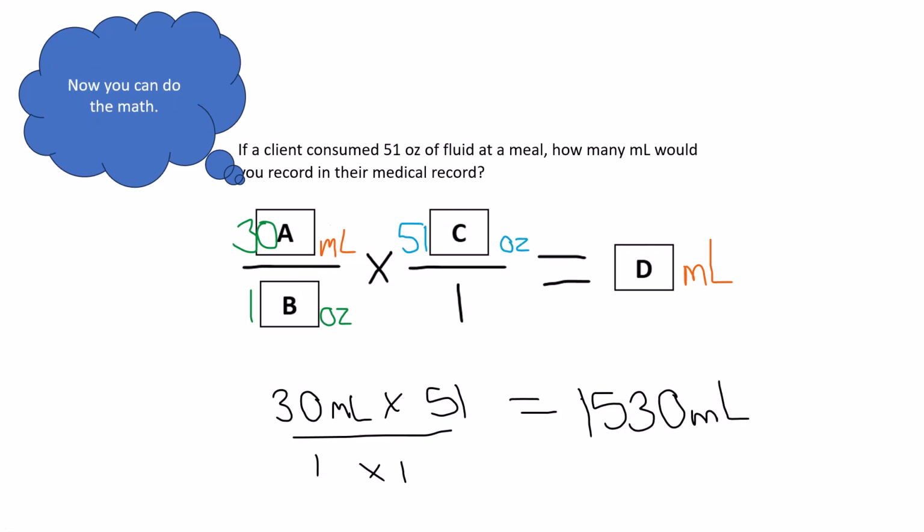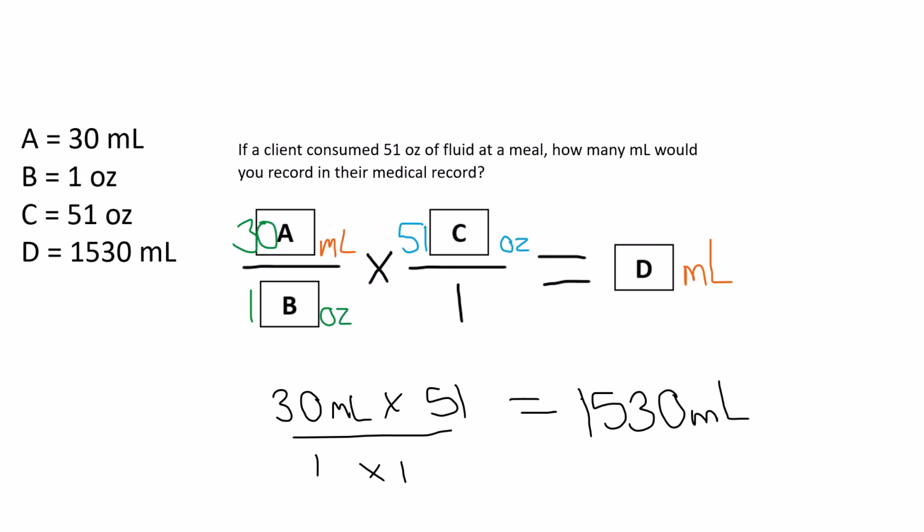And now we can do the math. 30 milliliters times 51 over 1 times 1 equals 1,530 milliliters. So if we were to write these answers in the blanks, we would answer A equals 30 milliliters, B equals 1 ounce, C equals 51 ounces, and D equals 1,530 milliliters.